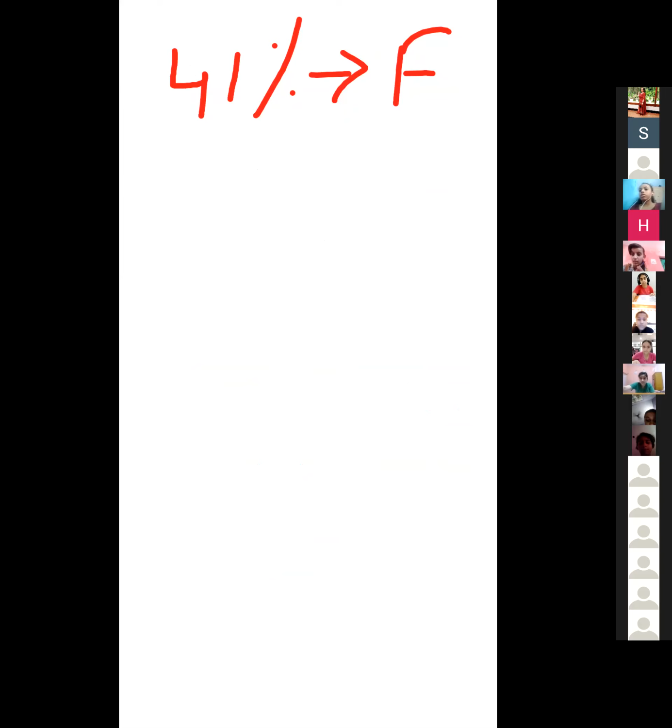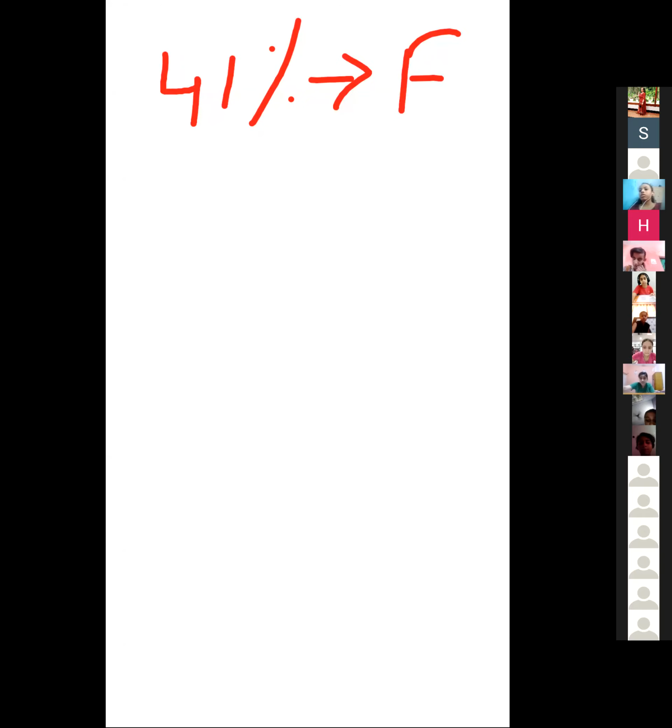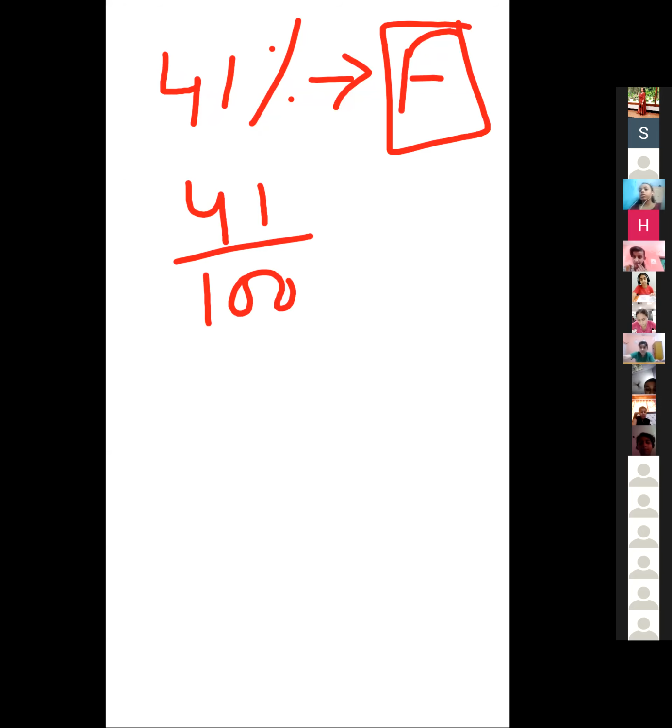Yes, 41 upon 100, very good. So 41 is a prime number, so we cannot cut with any number. No, not in decimal. The question is percentage as fraction. Your answer is in fraction only, not in decimal. So आपका यही answer होगा. 41 upon 100.